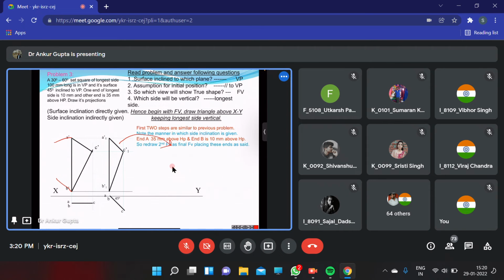Okay. This time the dimensions are given. Look, one point we took here, A1 dash at 35 mm above, and just rotated it. And B dash we will take the same way, at 10 mm above. We have replicated it like this, and finally we projected it down and got the final shape.